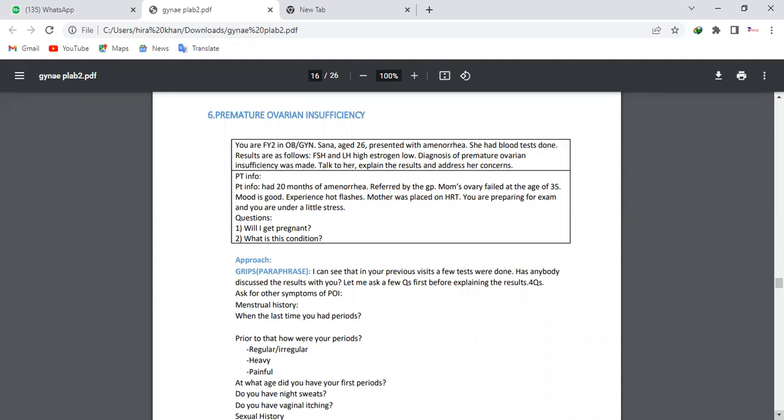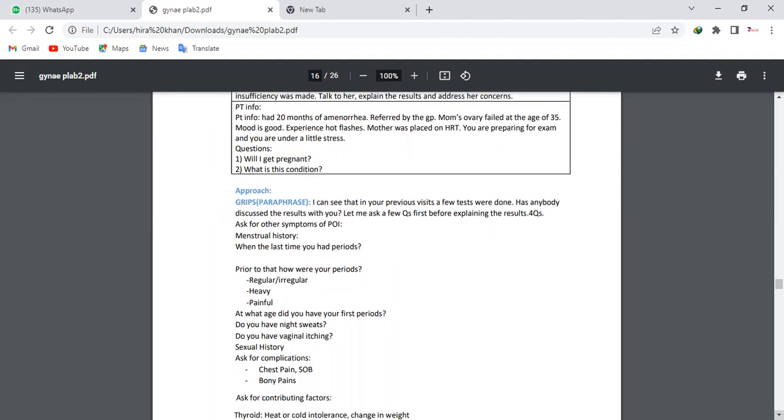Okay. So the patient's questions are, will I get pregnant? And what is this condition? Again, you will paraphrase it. You will ask 4 questions. As the patient has premature ovarian insufficiency, you have diagnosed it by seeing the results. You have to ask all the questions related to that disease, and also the complications. Do ask about the complications as well.